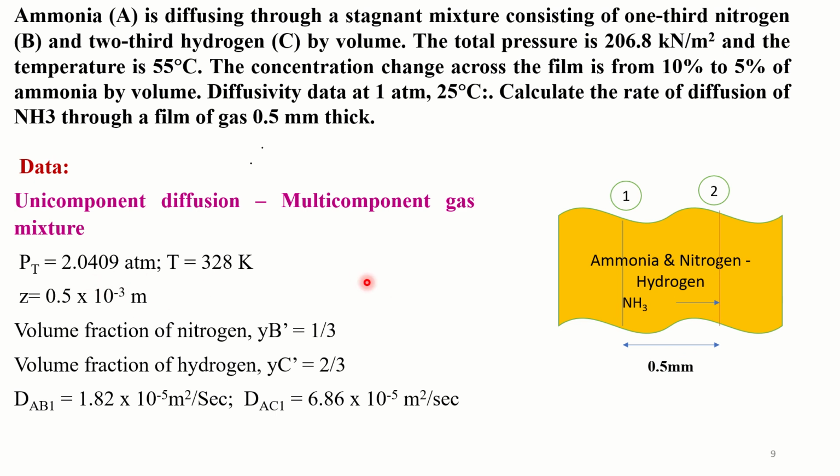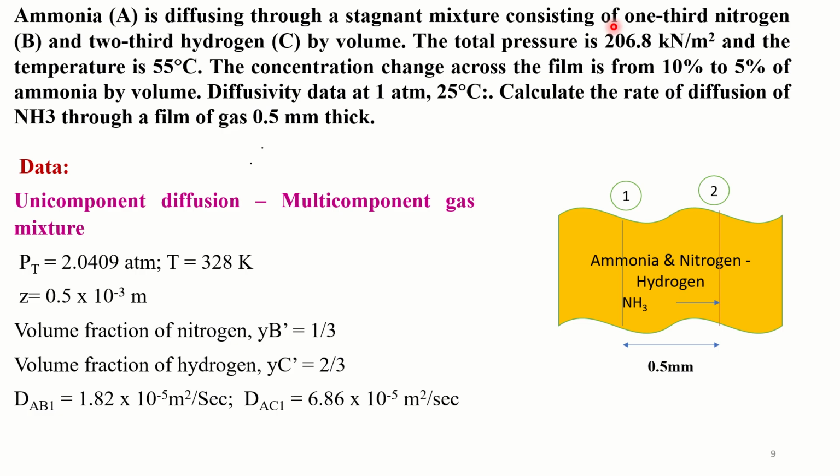Then the volume fraction of nitrogen and hydrogen. This is only with respect to the mixture of nitrogen and hydrogen, excluding ammonia. What is given? 1/3 nitrogen. So, in the three parts of the total mixture, one part is nitrogen and the remaining two parts are hydrogen.